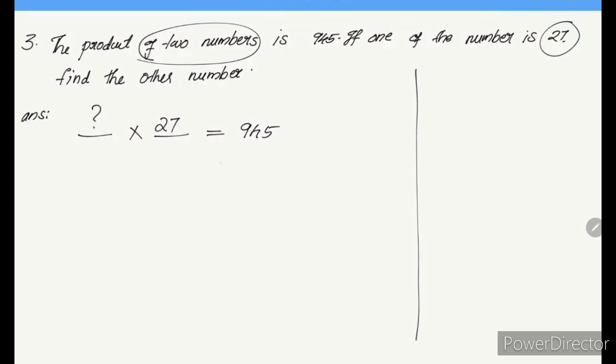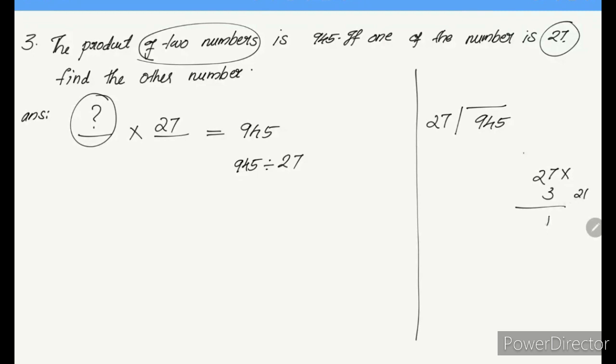This we can find by 945 divided by 27. Then we will get this number. How can we divide? 945 divided by 27. 27 into 3 we can do. 3 into 7, 21. Then 1, 2. 3 into 2, 6. 6 plus 2, 8. 81. 3 into 27, 81. And we will get 4 minus 1, 3. And 9 minus 8, 1. Now we can write this 5 here and here 135.